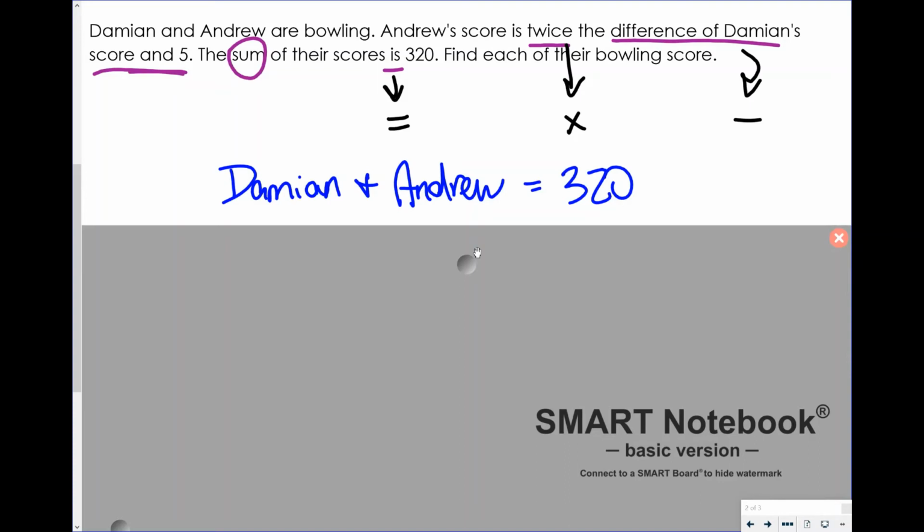This is our bowling score, you guys. The sum of our scores, if you go back, the sum of our scores is 320. So that is what we came up with all together. Okay.